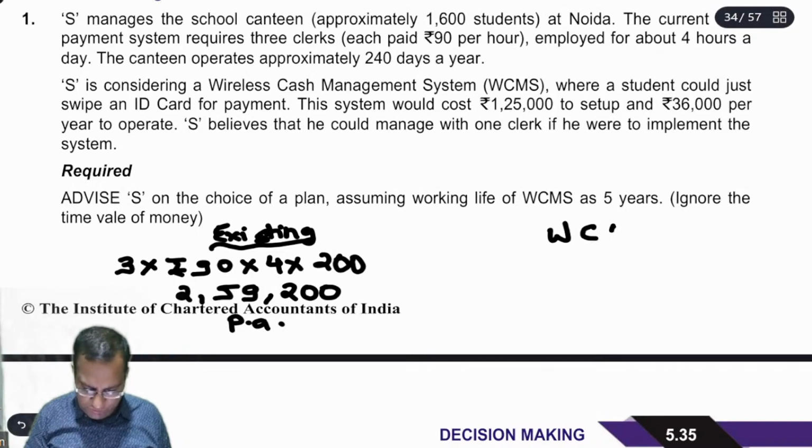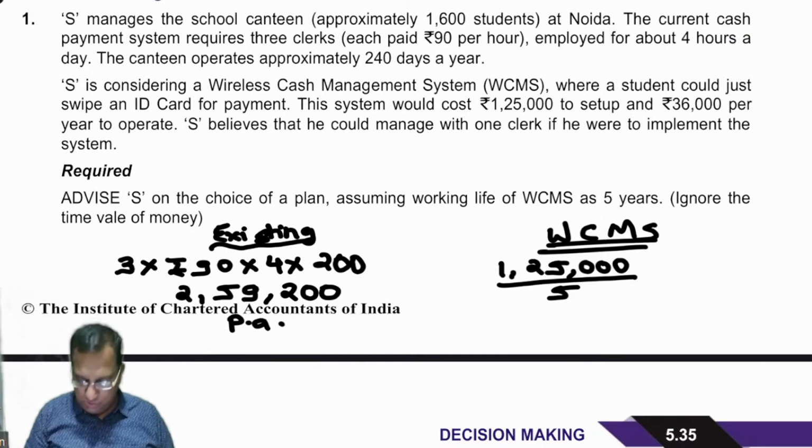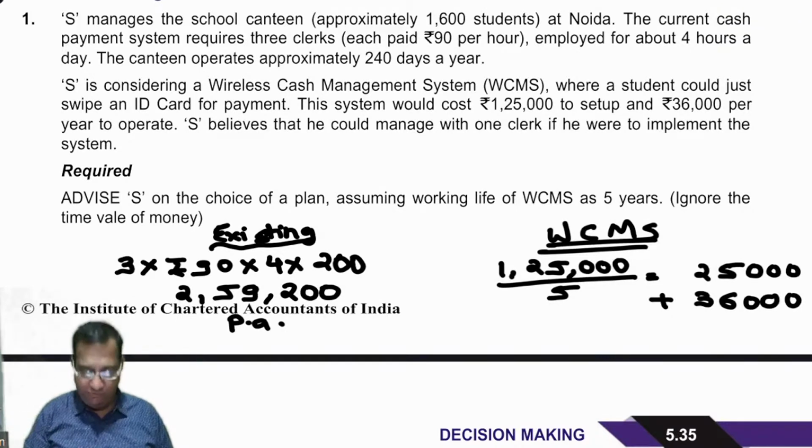While the wireless cash management system, what will be the cost? The first cost will be 1,25,000. It will be depreciated over a life of 5 years because this is the capital cost. So what will be the cost? It's 25,000 plus 36,000 will be the operating cost of this wireless cash management system.